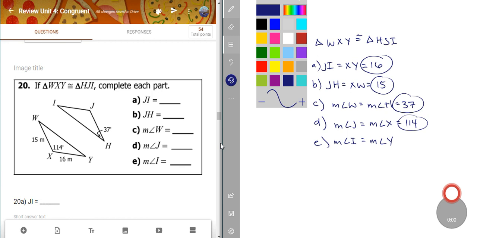Uh-oh, both those are blanks. Now what? Well, you've got 2 there that add up to 151. So your remaining piece is 29. There you go, 29. Right, so that's just a triangle sum theorem. Add up your 3 angles, find your missing one.